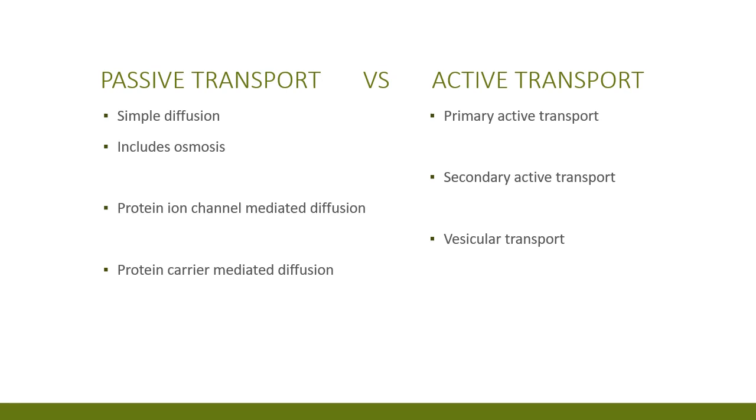So on the left shows you passive, on the right shows you active. On the left does not require ATP, on the right does require ATP. So let's look at passive. It's a review. Simple diffusion, which includes osmosis, protein ion channel mediated diffusion, and protein carrier mediated diffusion. On the right, active transport, you have primary active transport, the sodium-potassium pump. Secondary active transport, sodium came in passively like a little birdie on your shoulder, and then it gets pumped out actively through the sodium-potassium pump.